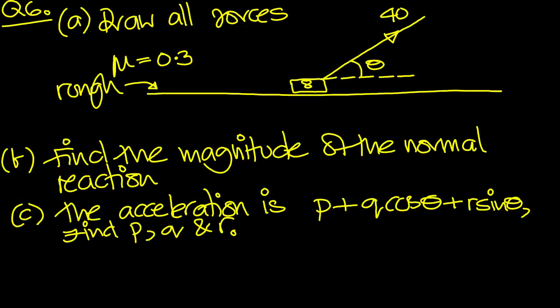Okay, that's the question then. I've got it summarised here. So first of all we need to draw all the forces, don't we? This is of mass 8 kilograms, so this is 8g acting downwards.